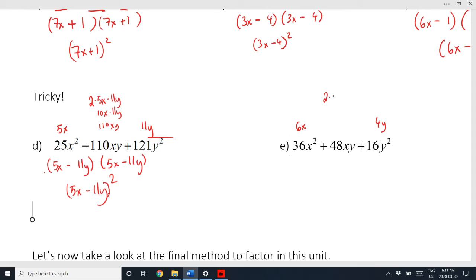2 times 6x times 4y. And we're just going to go ahead and do that. So 2 times 6x is going to be 12x times 4y, and that's going to be equal to 48xy, and that's correct. So let's write our bracket here. I'm just going to go straight to the end here. We're going to take 6x here, we're going to take 4y here, and we look for the sign on B. It's positive, so we're going to put that here, and we're just going to square it, and then we're done. So you could really finish it off in 1 or 2 steps using this method.